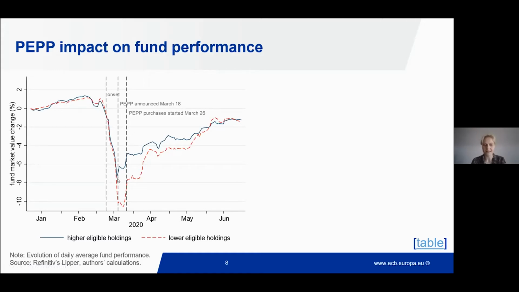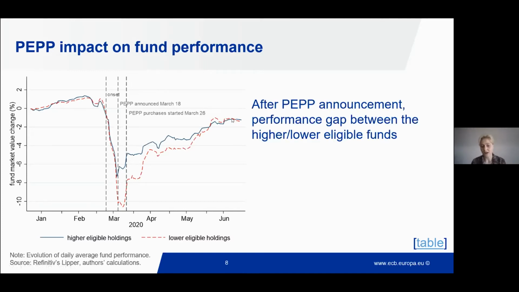But when PEP is announced on March 18, the performance of the group that has more PEP eligible assets improves immediately on announcement and starts going up, whereas the performance of the group that has less eligible assets still continues going down and only recovers gradually. The two lines converge later on. This is, in fact, exactly what we find in our diff and diff regression.